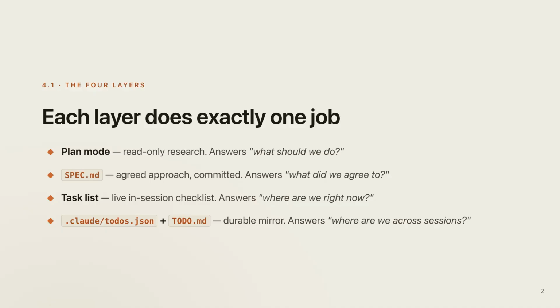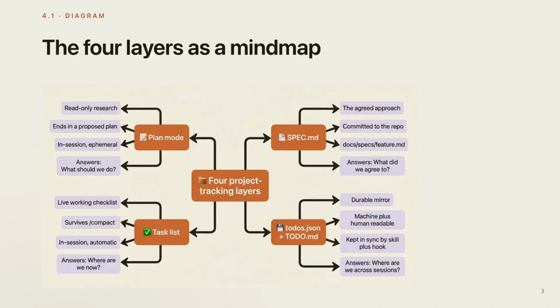The .claude/todos.json plus todo.md pair is the durable mirror, machine readable and human readable, kept current by a small skill and hook. You want all 4, each pulling its own weight. The discipline is refusing to ask any one of them to be the others. You can store your plans as specs and designs under ./docs/plans. Let's master what Claude Code provides, and then later you can decide if you want to use tools like GSD, Superpowers, or BMAD. Let's look at these 4 layers as a mind map.